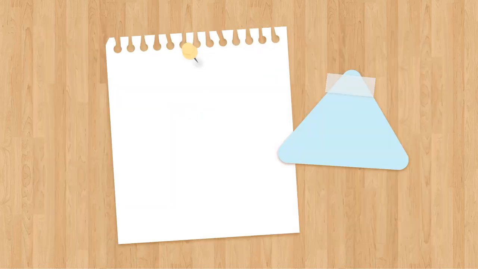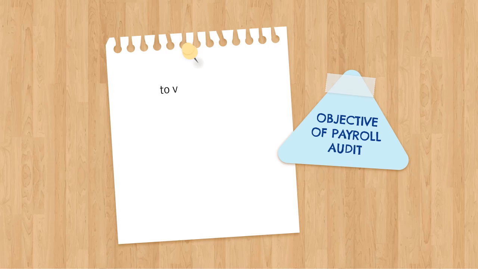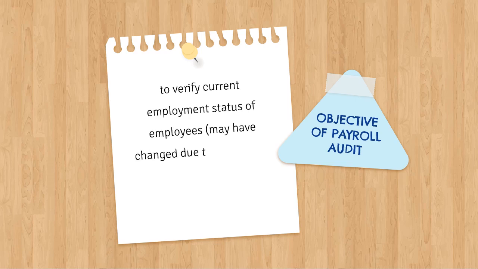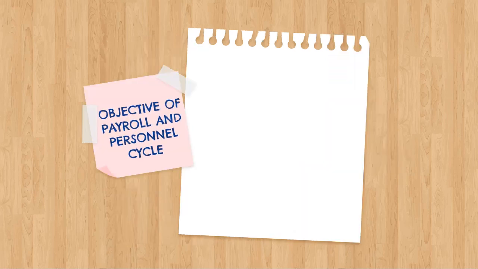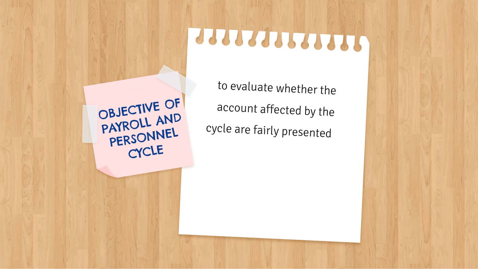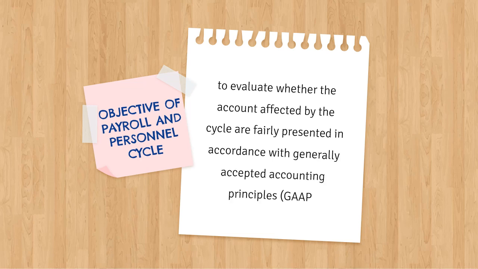So the third one is the objective of payroll audit. The objective of payroll audit is to verify the current employment status of employees. And the last one is the objective of payroll and personnel cycle. The objective of payroll and personnel cycle is to evaluate whether the accounts affected by the cycle are fairly presented in accordance with generally accepted accounting principles.